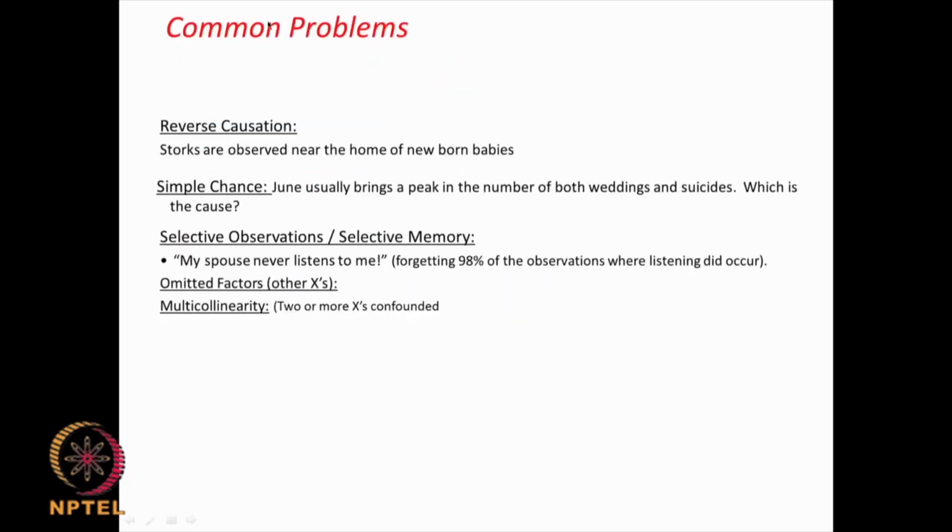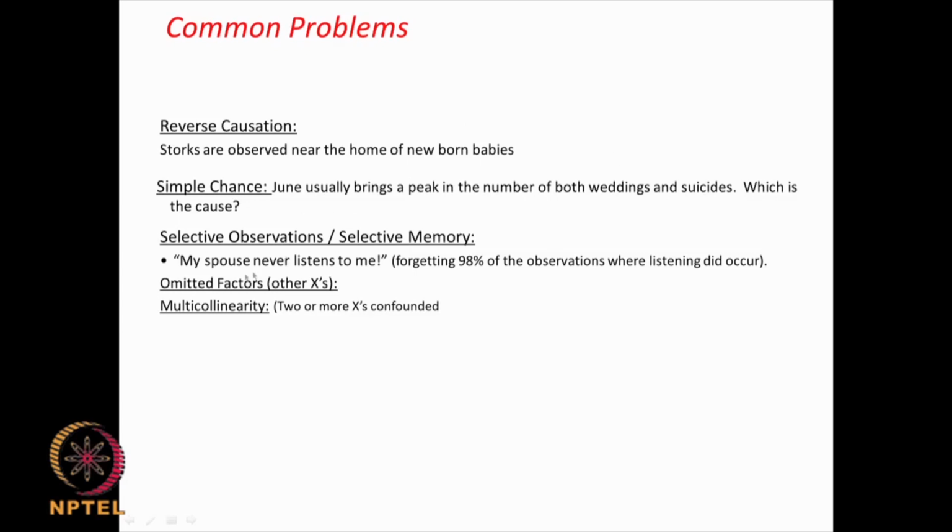So, some of the common problems that one comes across: reverse causation. This is a very interesting problem. In Europe and England they used to see a lot of storks, migratory birds, observed near the homes of newborn babies. So, did these storks bring the newborn babies? June usually brings a peak in the number of both weddings and suicides, especially in the western countries, where weddings are held during summer time. Suicides are also very high. So, which is the cause?